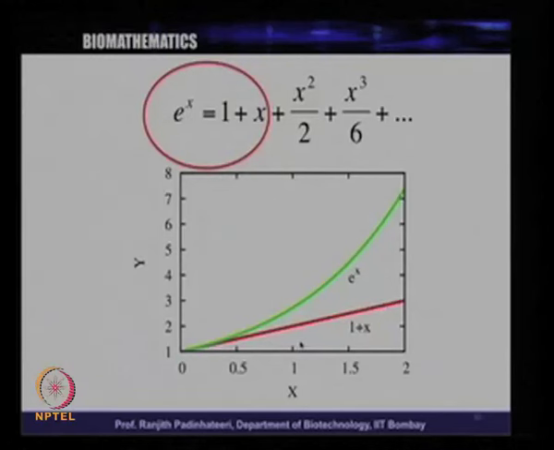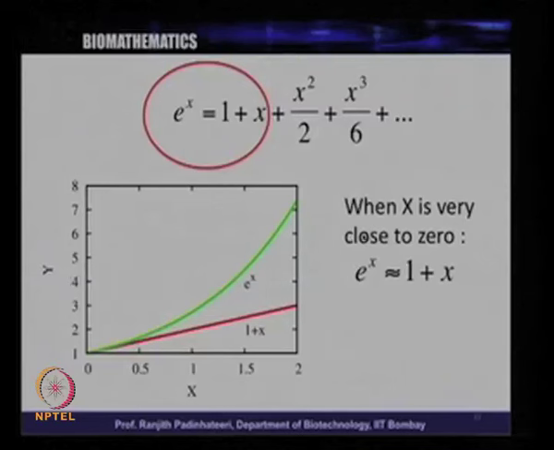So, what does it mean? It means that close to 0, 1 plus x and e power x have the same values. So, it is okay to approximate e power x as 1 plus x when x is very close to 0. This sign means approximately equal to: e power x is approximately equal to 1 plus x when x is very close to 0.